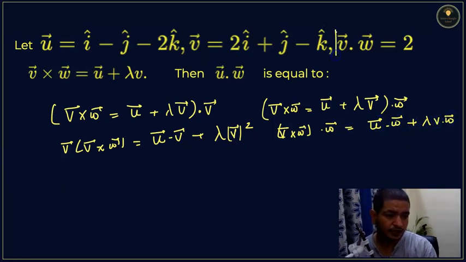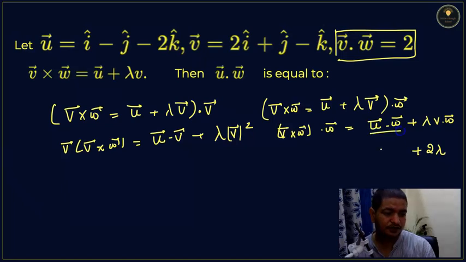Here we already know that the dot product of v and w is 2, so I write 2 lambda. We have to find u dot w, and the left side is equal to 0, which means you get u dot w equal to minus 2 lambda.